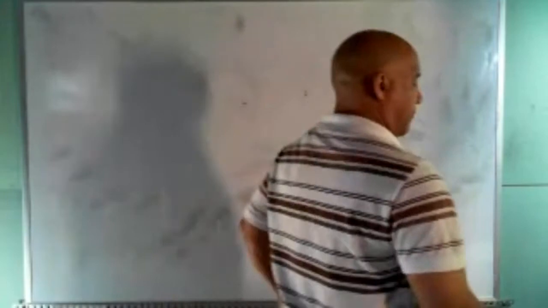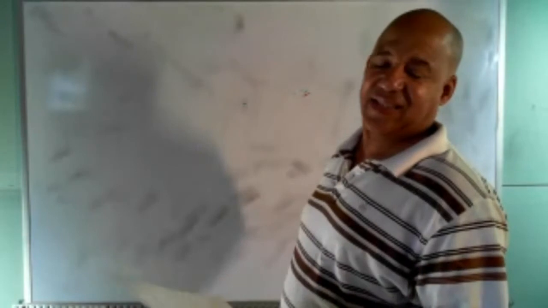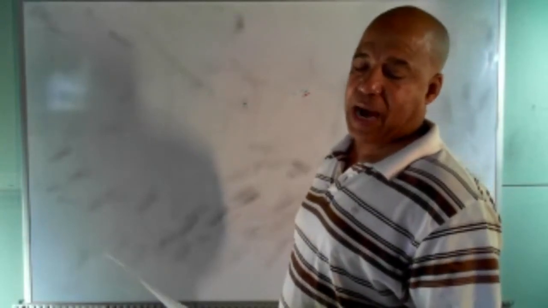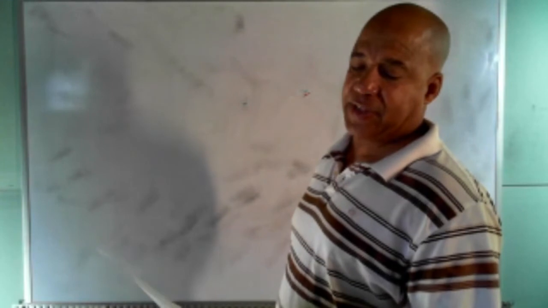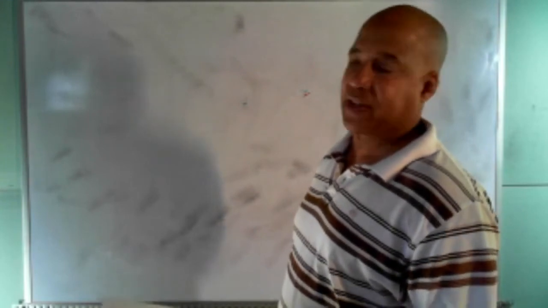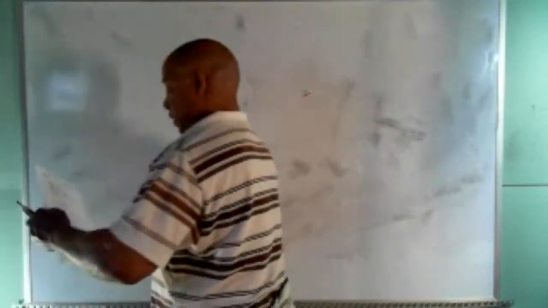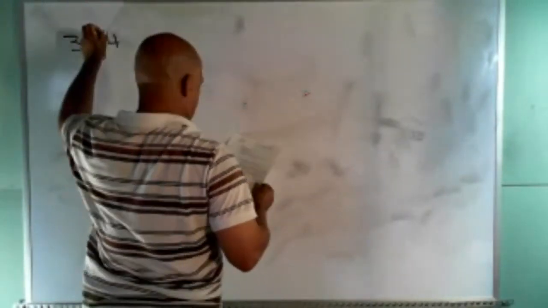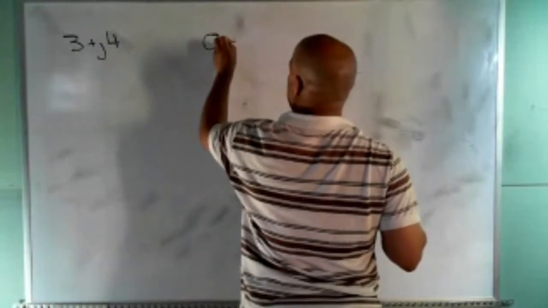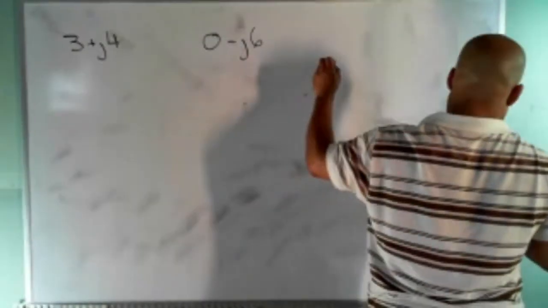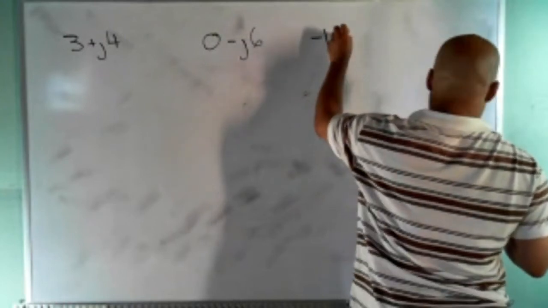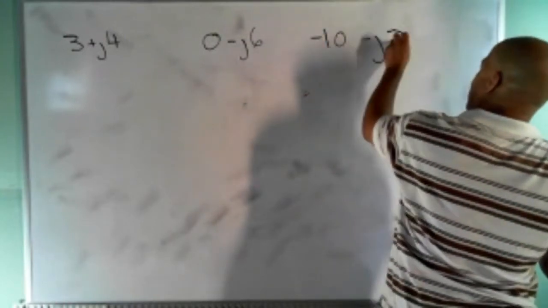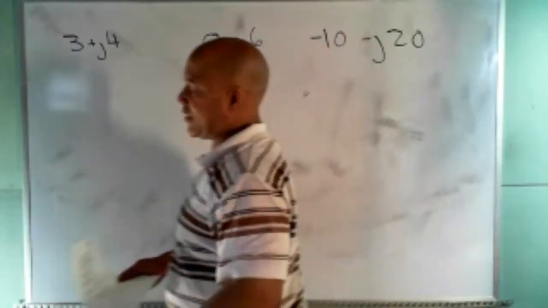All right, so on the set of practice problems, it says, determine the quadrant. Oh, this is pretty simple. It says, determine the quadrant for each point and sketch the complex number as a point and a radius vector. That's really a little too simple. Let me put it up here and we'll go ahead and do it real quick. So they got 3 plus j4. They got 0 minus j6. They got minus 10 minus j20. And all this is doing is making you think about the quadrants.